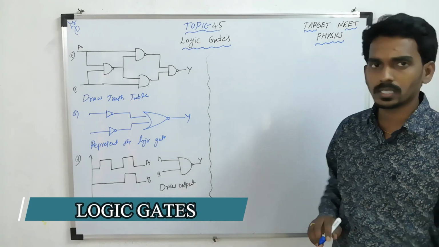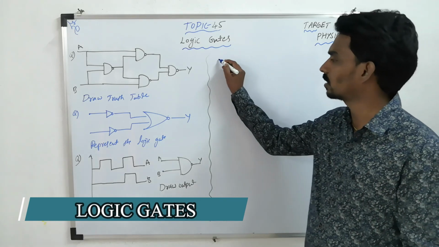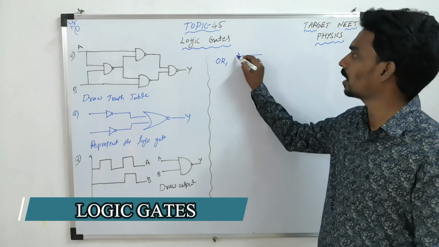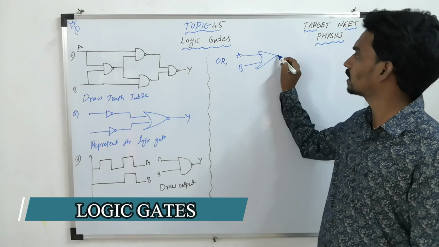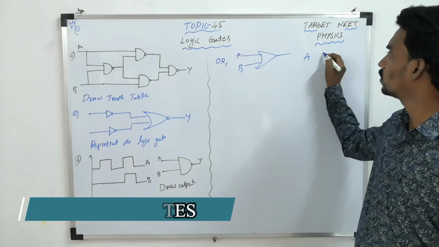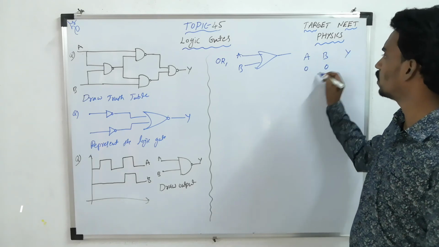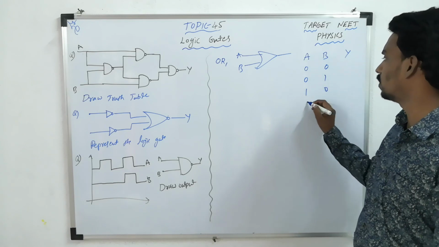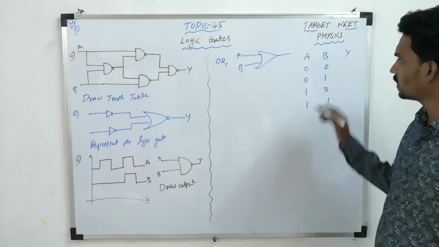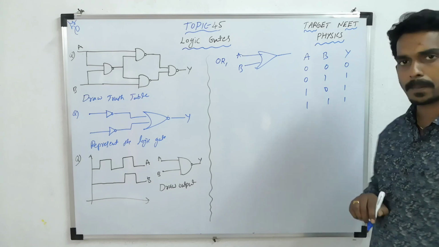What are all the basic gates we have and what is the truth table? First, the OR gate. This is the representation of the OR gate. And what is the truth table? Inputs are A, B and output is Y. Inputs are 0 0, 0 1, 1 0 and 1 1. For the OR gate, except for 0 0, in all the cases the output is 1.